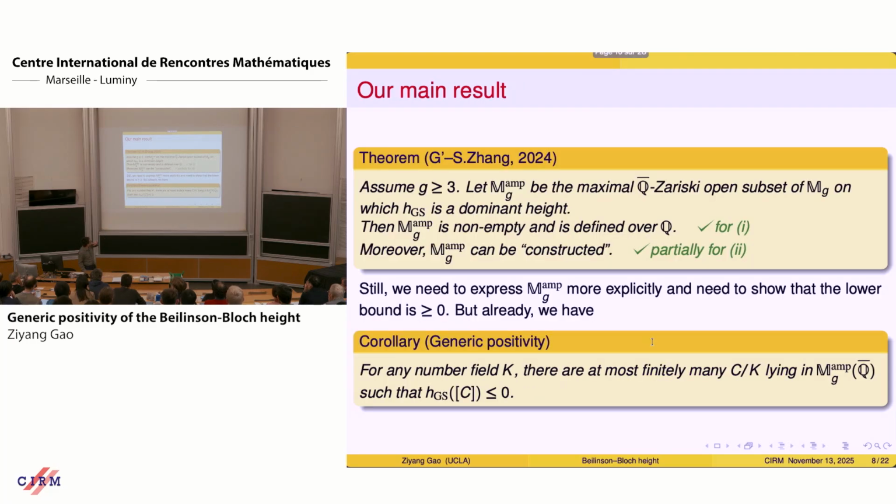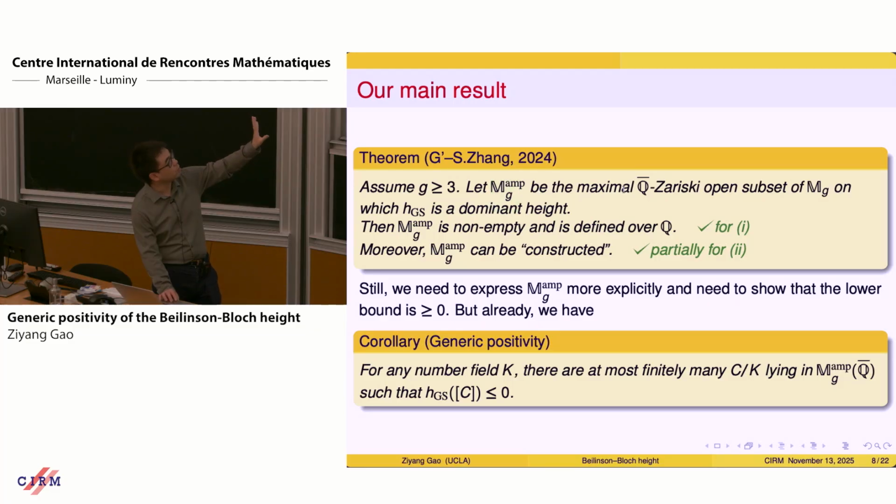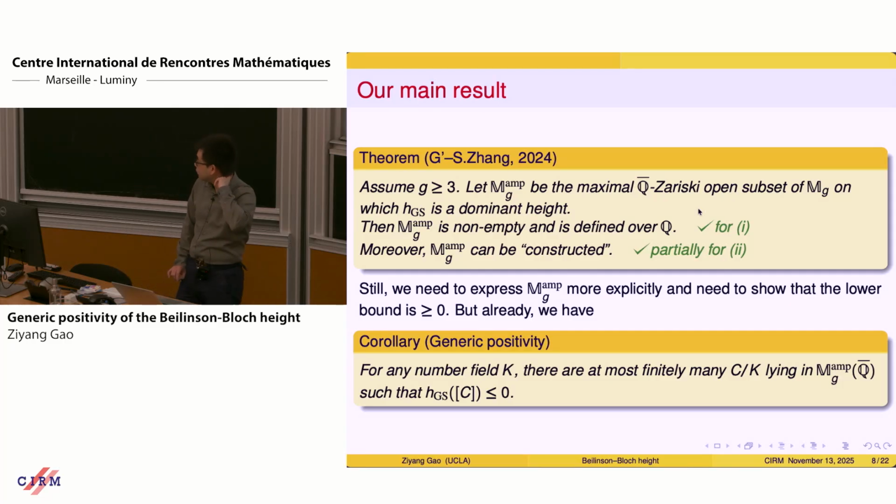And our main result now is we are able to answer part 1 of the question completely, and we are able to answer part 2 of the question very partially, but that's it. And unfortunately, still, given any curve, we cannot decide whether it's in this U or not, but at least we have a result saying that, let us call this M_G ample locus the maximal Q-bar Zariski open subset on which the Gross-Schoen height is a dominant height. Of course, such a maximal one exists by some Noetherian property.